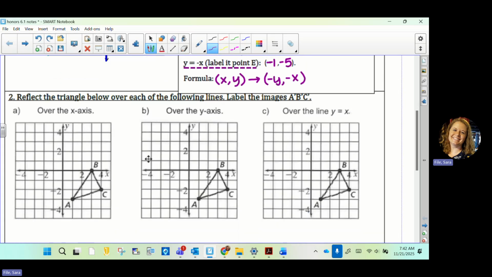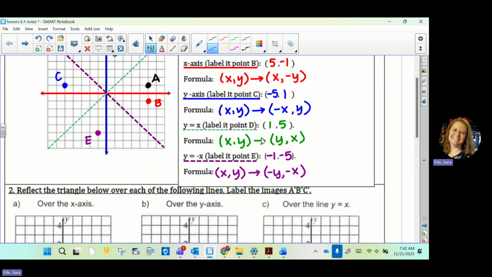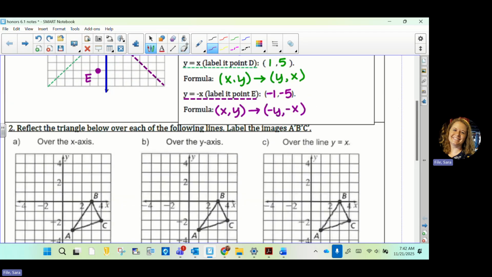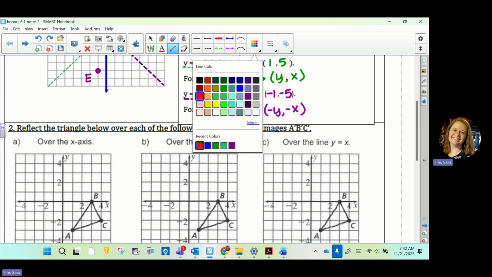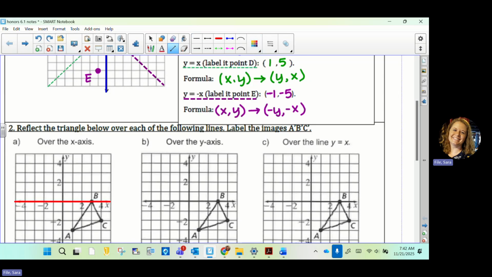Because remember, we talked about when we did dilations how you have your pre-image and then your image after the dilation or after any transformation. You're going to use those same letters, but you're going to put that little apostrophe, and that means prime. Okay, so this one is over the x-axis. So I'm going to just outline that in red. So you can see this is what our line of reflection is.